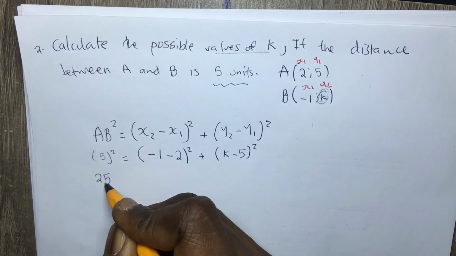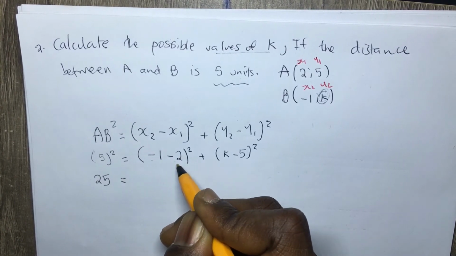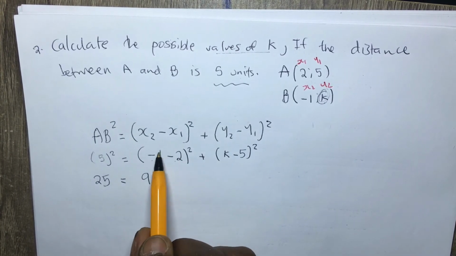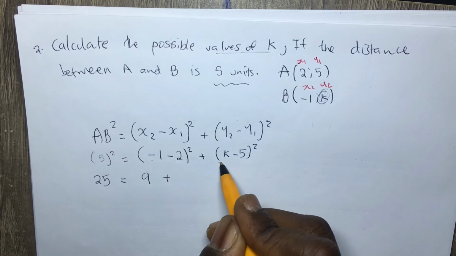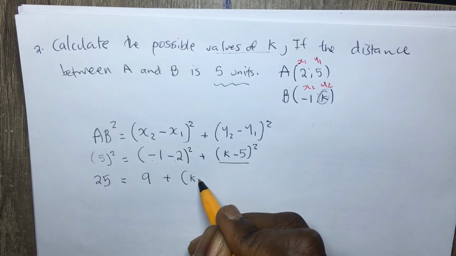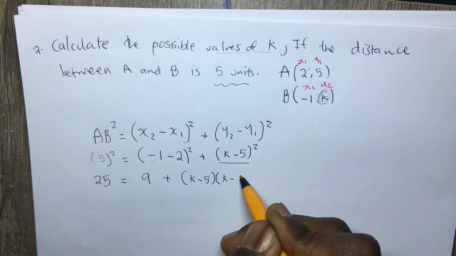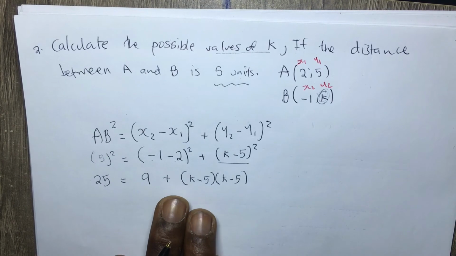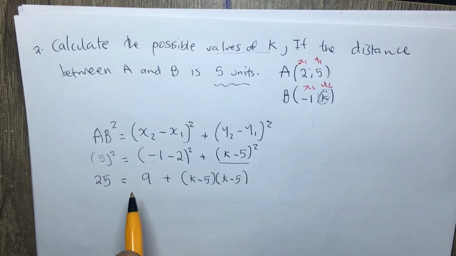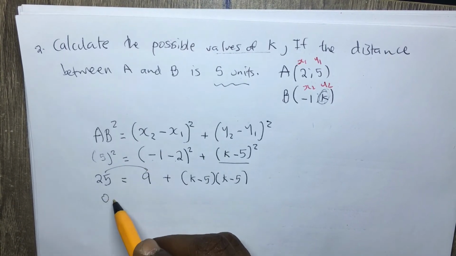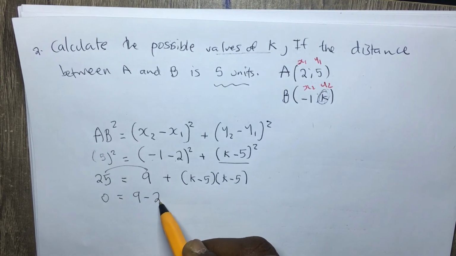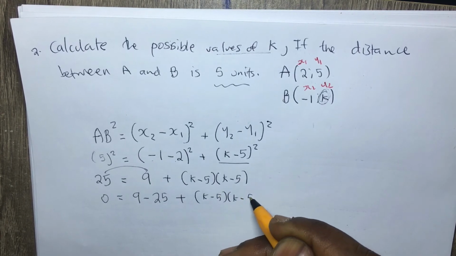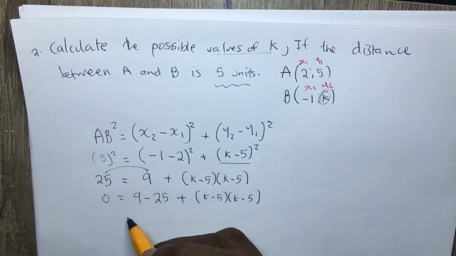5 squared is 25. Minus 1 minus 2 becomes minus 3. Minus 3 squared becomes 9. I hope I didn't miss anyone there. And this one means the same bracket twice. So I'm just going to go ahead and expand. Expansion. Then I can write this on the flip side. Okay, let me take everything to one side. So take the 25 to this side, becomes 0. 9 minus 25. Plus, we still have those two brackets there. 9 minus 25 is how much? Minus 16.